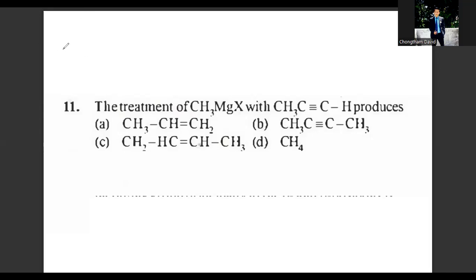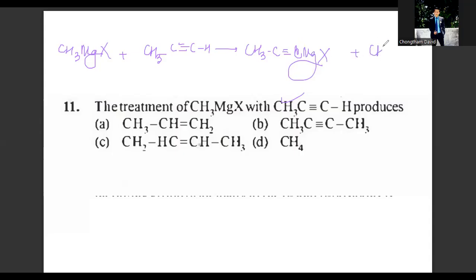We have done this in the first episode while learning haloalkanes, haloarenes. So this is your methyl magnesium halide. Treat this with your alkyne. There you have your adduct, call it addition product, plus gas which is released. This is called methane. So D is the answer for question 11. Now let's move on to question number 12.